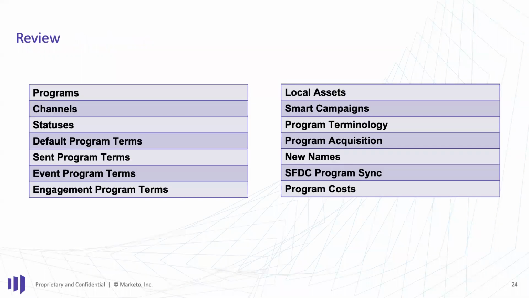All right. So just kind of running through this quickly, in quick review, you want to make sure you're good on programs, channels, statuses, and all of the terms associated with default, send programs, event, engagement. Then make sure you're familiar with assets, specifically local versus global, how smart campaigns work, and specifically the logic on the smart list and the smart campaign, the program terminology for all of the different things, right? So the exact words that they use. And then program acquisition, new names, how things sync to Salesforce, and then finally your program costs.